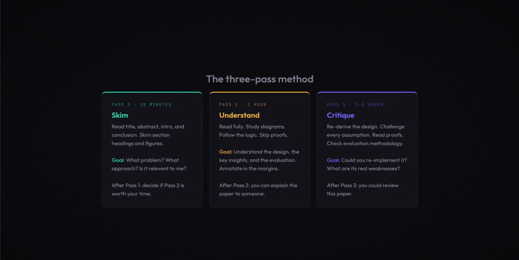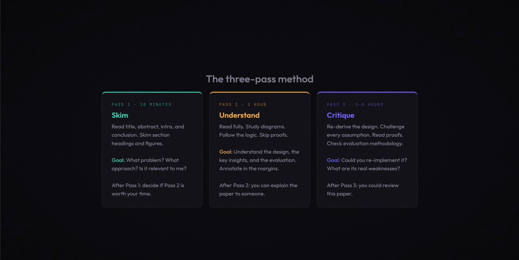Pass 1 is the skim. 10 minutes. Read the title, abstract, intro and conclusion. Glance at section headings and figures. Your only goal is to answer: what problem, what approach, is this relevant to me? After pass 1, you decide if pass 2 is worth your time. Pass 2 is the understanding pass, about an hour. Read fully, study the diagrams, follow the logic, skip the proofs. After pass 2, you can explain the paper to a colleague.